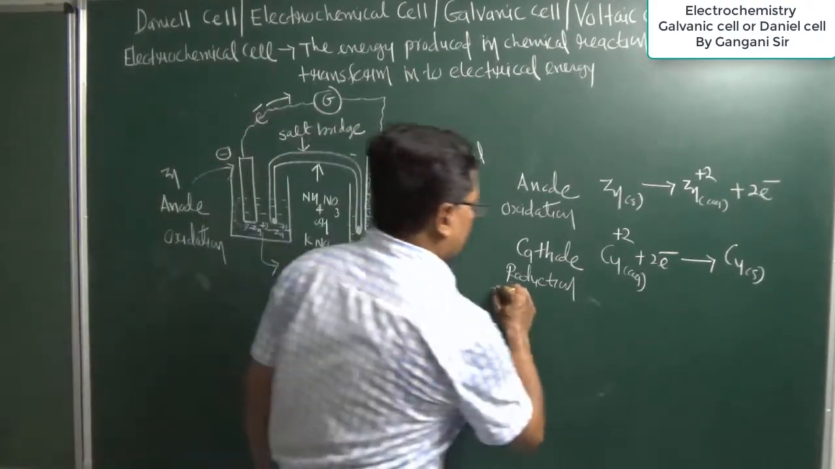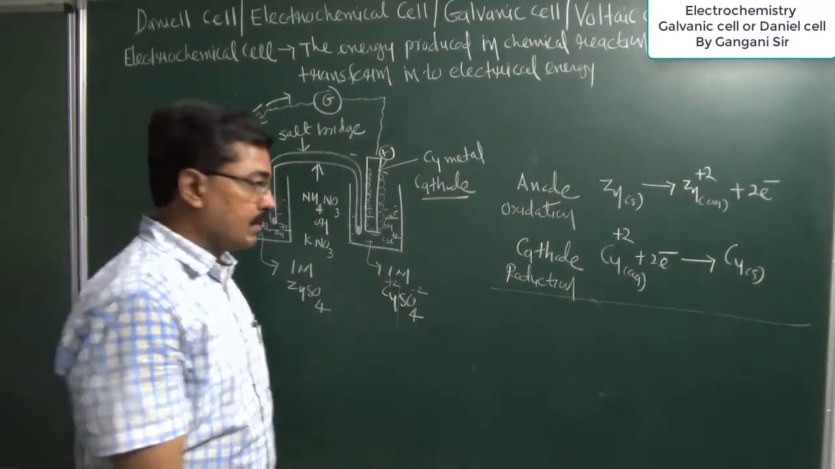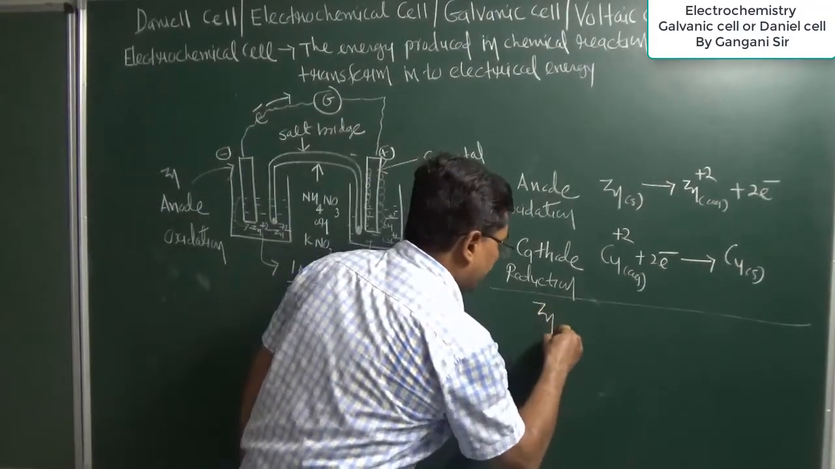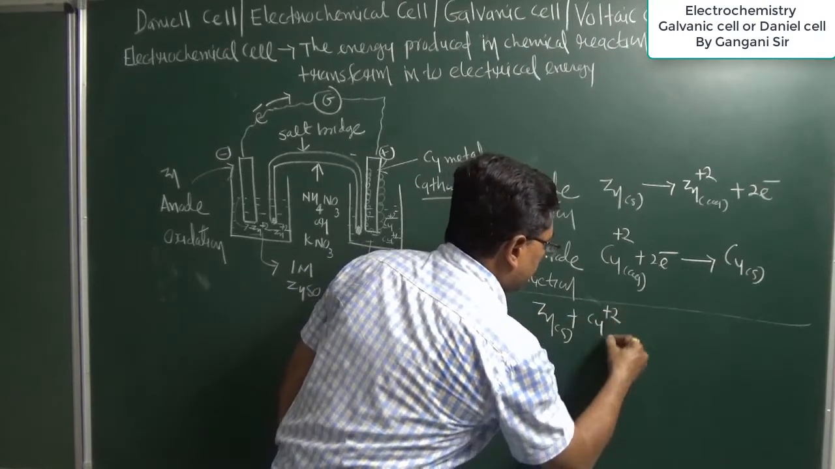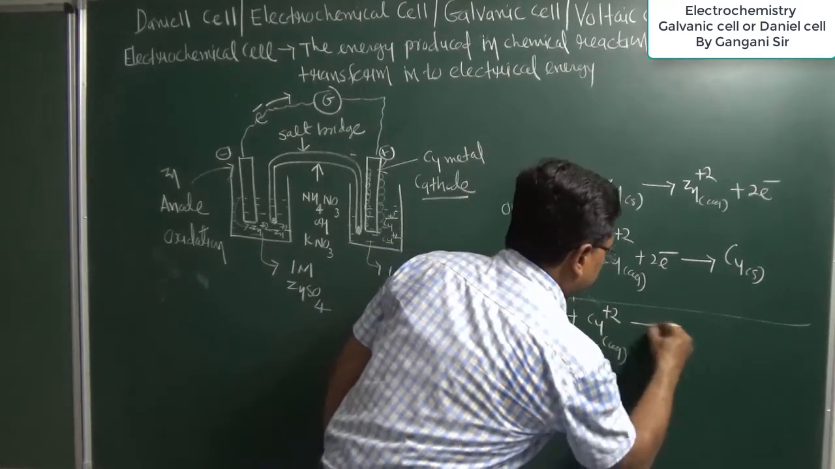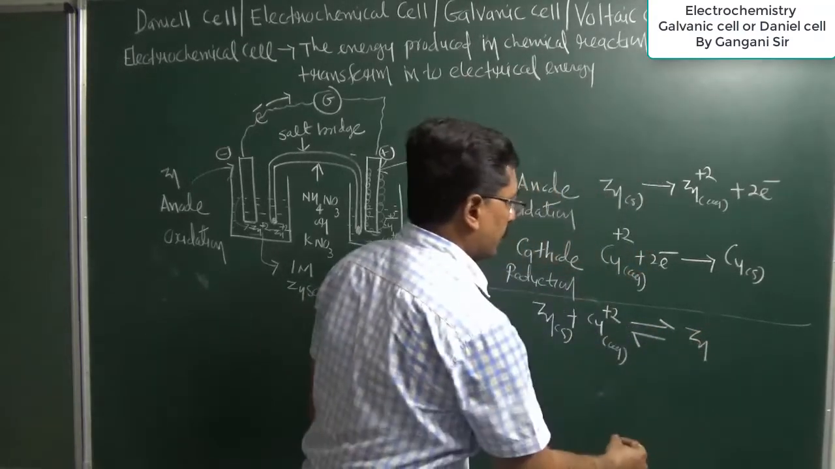So this entire chemical reaction or entire redox reaction we can write in this way. During this chemical reaction, zinc undergoes oxidation reaction and copper undergoes reduction reaction.